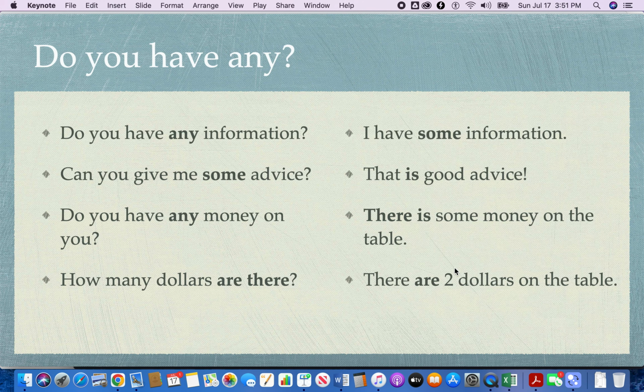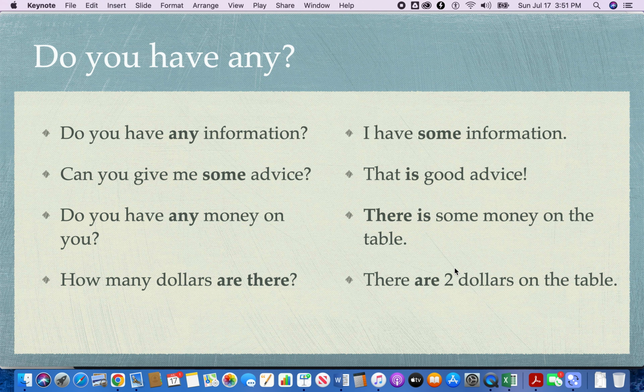Here are some questions and some answers. Do you have any information? You cannot say an information because it's not countable. But you can ask, do you have any information? And the answer is, I have some information.